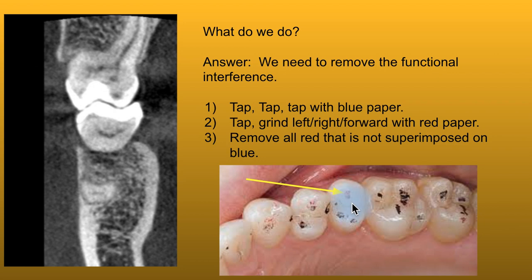Tap, tap, tap with one color, tap and grind with the other, remove whatever is not superimposed. And you can see here there's a little red here. You have to learn how to read occlusal markings, and there are several good videos online on this. The point is that wherever the red is not superimposing on black, you would then adjust that. What you're doing is removing a potential interference in the envelope of function in the posterior.